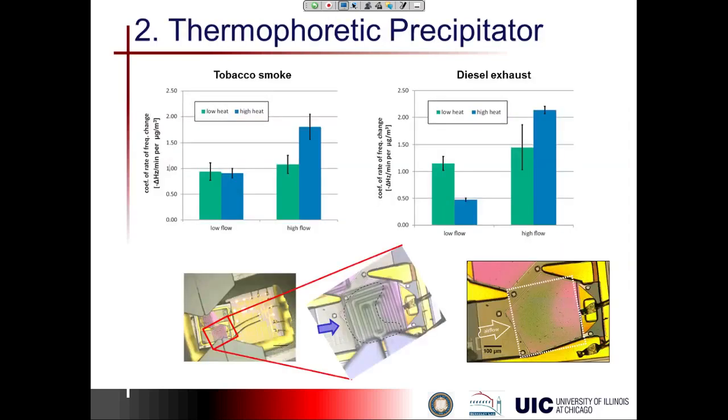The other thing which is very interesting coming out of this device, and again it has to do with the reduced dimensions, has to do with the thermophoretic precipitation or precipitator. So we analyzed what is the sensitivity of our device with respect to the heater, right? The heater temperature, and also the flow rate through the device.